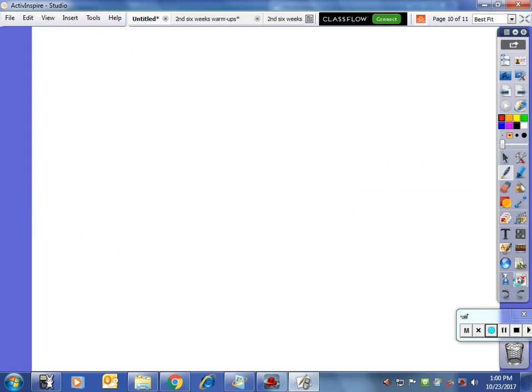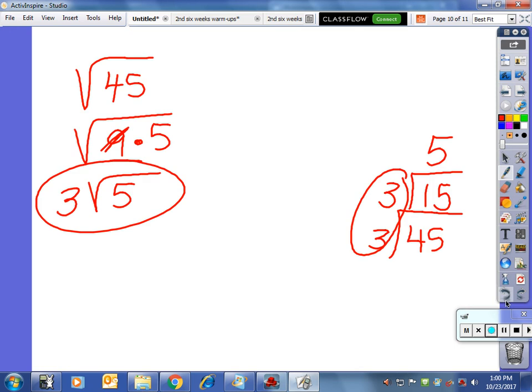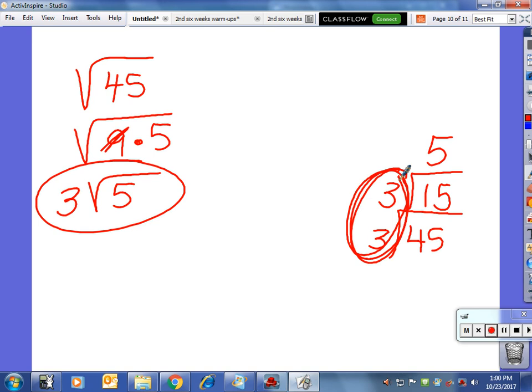Okay. Where did I get the 9? Because every single time I find a pair of factors that are exactly the same, that makes a perfect square, and I multiply them back.